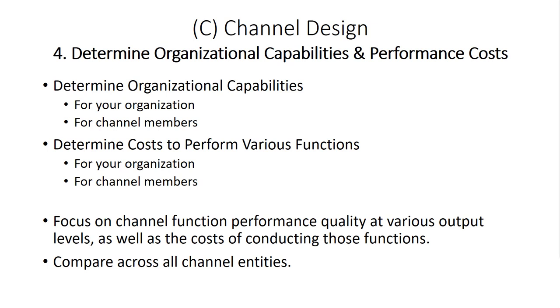The fourth step in channel design is to determine the organizational capabilities of your firm and other firms with respect to channel functions, as well as the costs of performing those functions. What are you good at with respect to channel functions? What could you become better at? Remember that when assessing capabilities, it's not just a matter of whether your organization can do the job, but one of which potential channel member could do it better. Also, you need to determine which firms are able to perform the functions in a cost-effective manner. In other words, we seek performance effectiveness and performance efficiency.